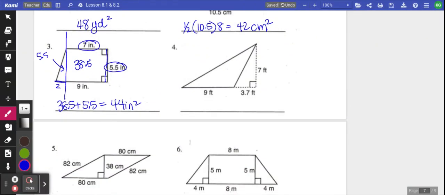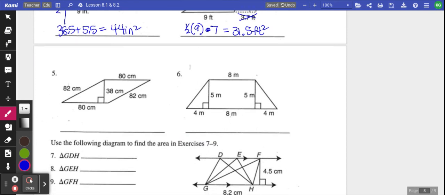This one, the important thing to know is that we're using the straight height. So this 3.7 is actually just extra information. So the base of the triangle is 9. So I do half the base, and then just make sure that I times it by the straight height, which gives me 31.5.